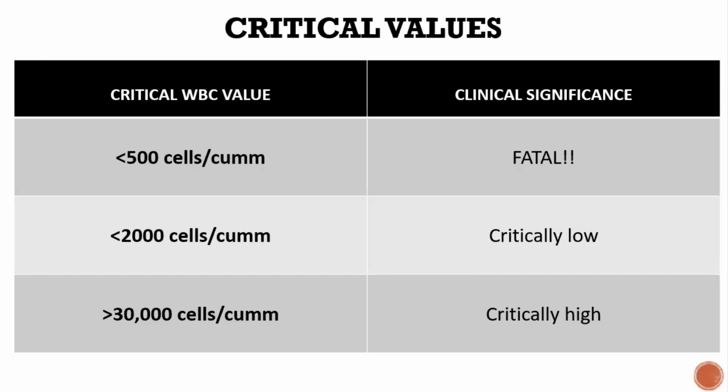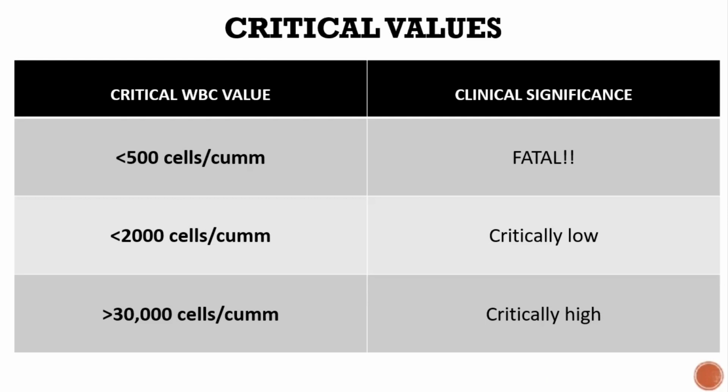If we look at the critical values, a critical value is any value that, if it goes above or below that level, can indicate life-threatening consequences. So if your WBC count is less than 500 cells per cubic millimeter, it is life-threatening, and in the majority of cases it is fatal. It has been seen in cancer patients, especially in the last stages, or if they have septic shock. In those conditions, it has been seen.